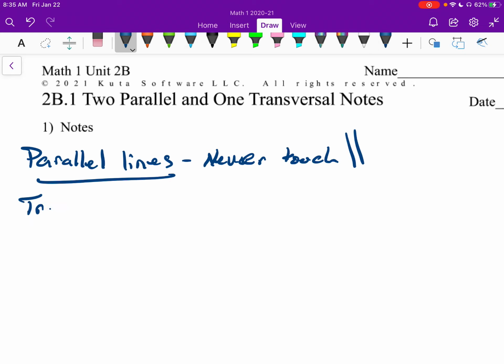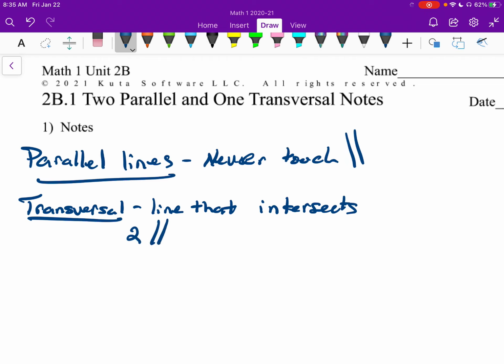Transversal. In what we're going to be dealing with, a transversal is going to be a line that goes through 2 parallel lines. So what do I say there? A line that intersects 2 parallel lines. You know what? That parallel symbol does go forward. There, that's how it would be. All right, so a transversal is a line that intersects 2 parallel lines.